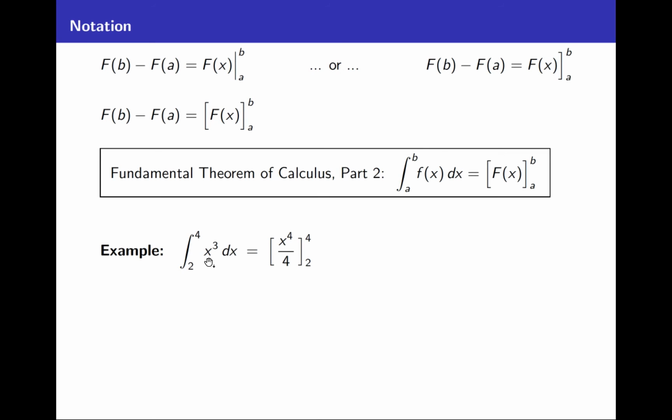Now, an antiderivative of x cubed, you can do it in your head. By the power rule for integration, that's x to the 4th over 4, from 2 to 4. So you take x to the 4th over 4, plug in the 4, and then subtract off what you get when you plug in the 2. So 4 to the 4th divided by 4 minus 2 to the 4th over 4. And if you work that out, that's 64 minus 4. So 60 is the value of this definite integral.